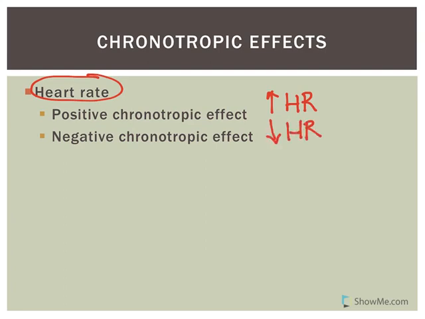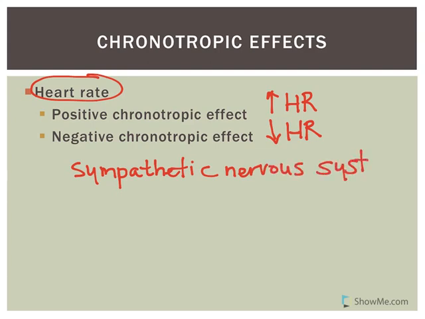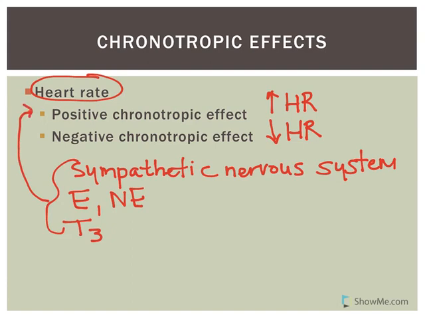I'll give you a couple examples. Factors that could increase heart rate include the sympathetic nervous system. That would be one of them. If you're in sympathetic mode, the adrenal medulla will be releasing epinephrine and norepinephrine into the bloodstream, and they could increase heart rate. Another thing that could increase heart rate would be your thyroid metabolic hormones, like T3. These all have a positive chronotropic effect on the heart.